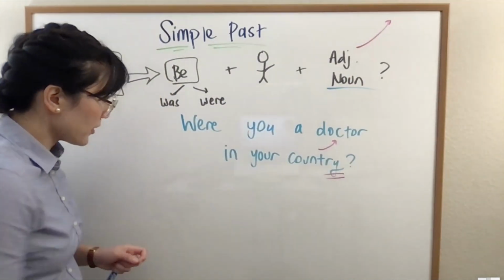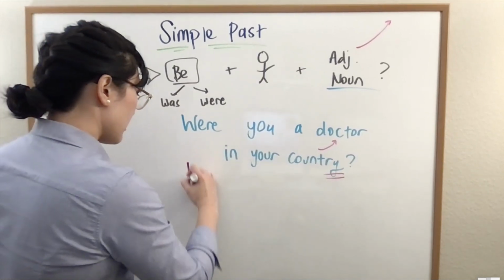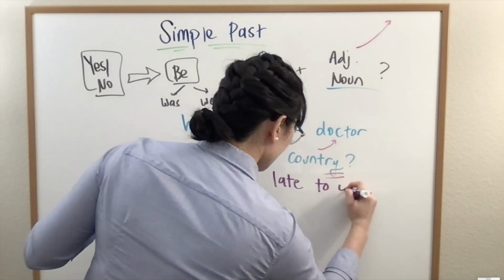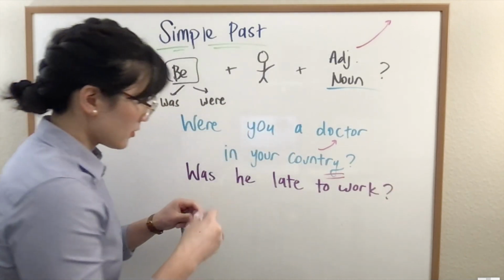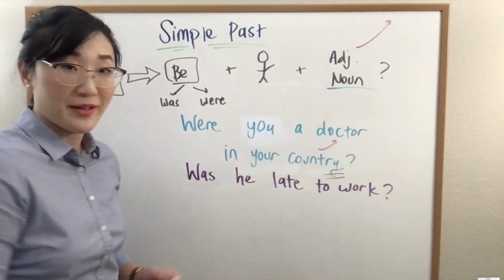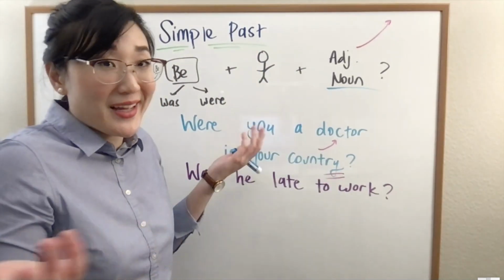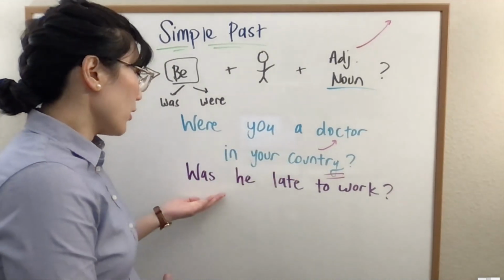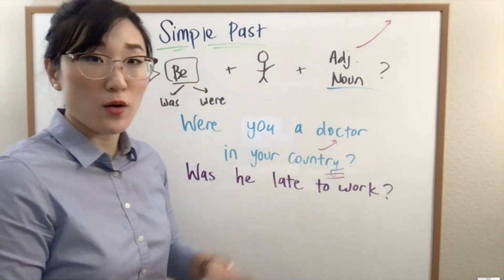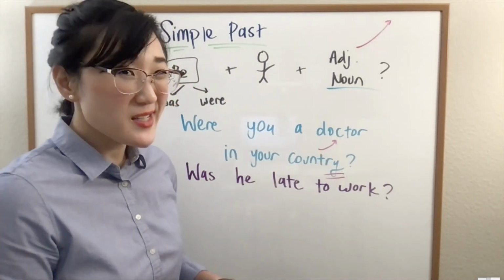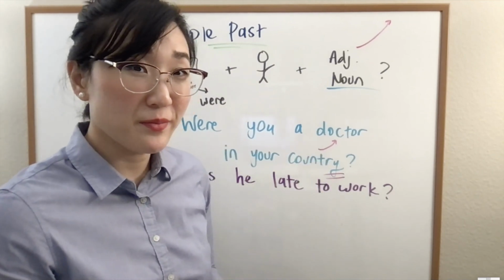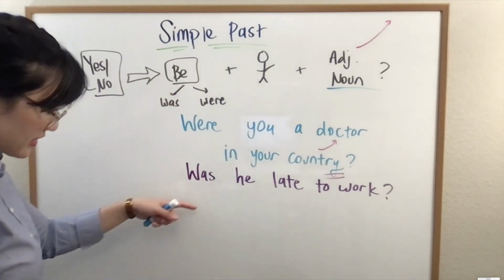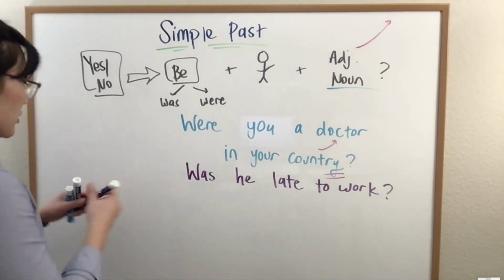Let's do another practice with, let's say, was. Was he late to work? Now, my only answer could be yes, I was, or no, I wasn't. Or was he late to work? Yes, he was, or no, he wasn't. But this is, again, not good enough for a conversation. So if I want to talk more to my friend, then I need to change this to a more information question.